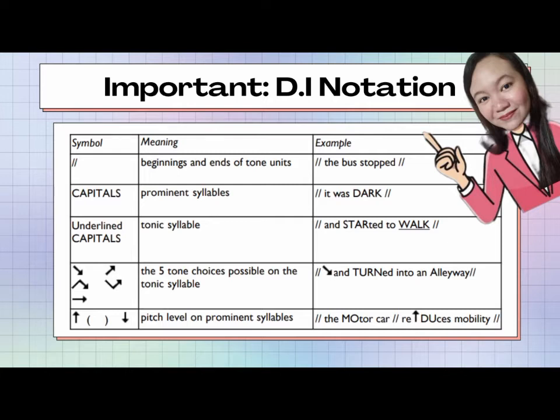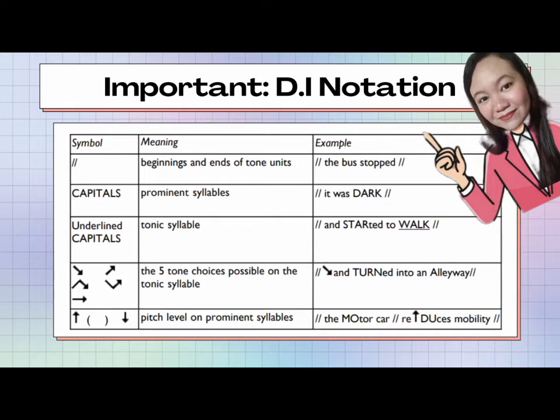Next, the capitals. This is to give emphasis on our prominent syllables, which will also be discussed later on. In the example, the word dark is capitalized, and this is our prominent syllable. It is followed by the underlined capitals to determine our tonic syllable. In our example, walk is our tonic syllable.